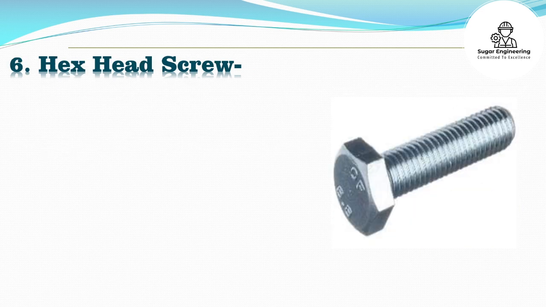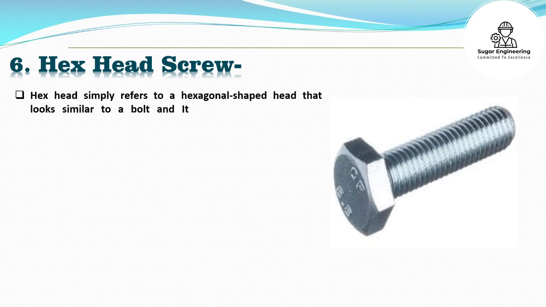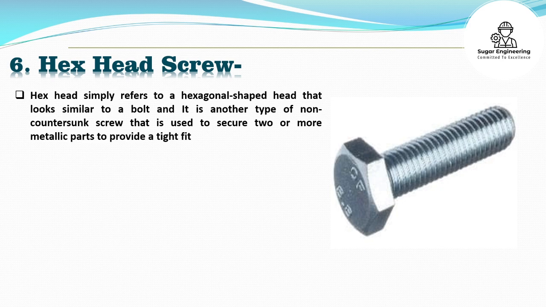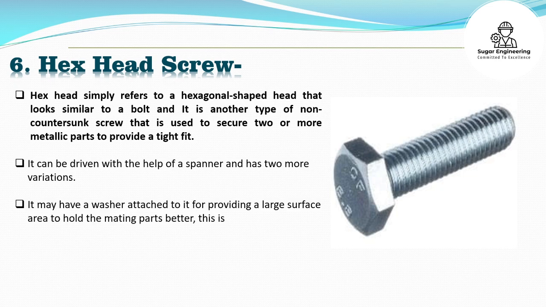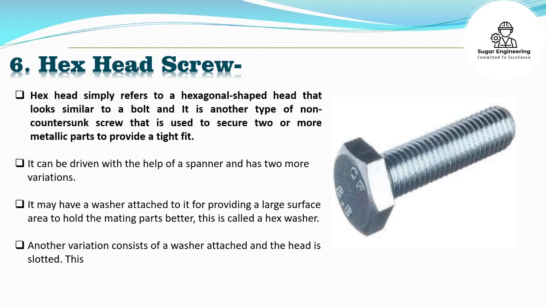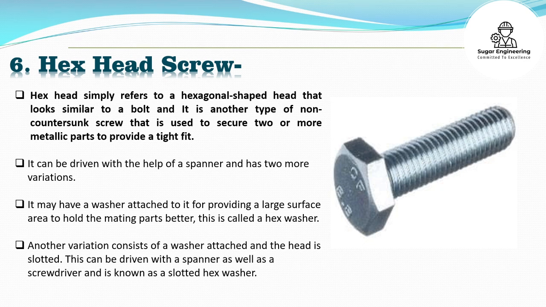6. Hex head screw. Hex head simply refers to a hexagonal-shaped head that looks similar to a bolt, and it is another type of non-countersunk screw that is used to secure two or more metallic parts to provide a tight fit. It can be driven with the help of a spanner and has two more variations. It may have a washer attached to it for providing a large surface area to hold the mating parts better. This is called a hex washer. Another variation consists of a washer attached and the head is slotted. This can be driven with a spanner as well as a screwdriver and is known as a slotted hex washer.